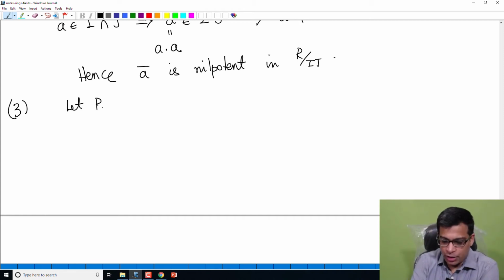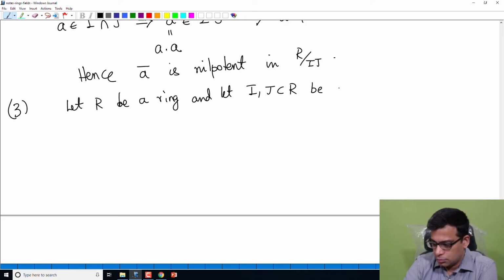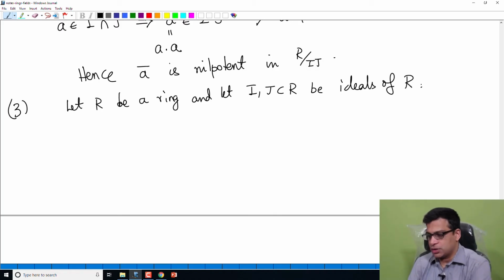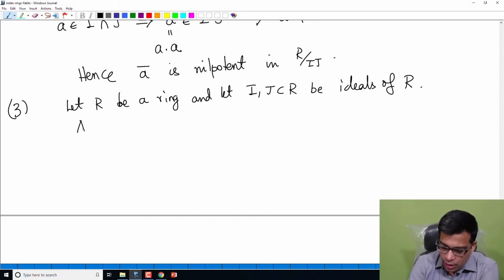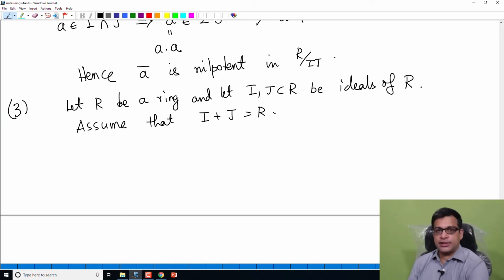Okay, so let me now do the following. Let R be an arbitrary ring. This is as before. In the previous problem also we started with a ring. And let I and J be two ideals of R. So I have a ring and two ideals of R. Now I am assuming something about these two ideals. Assume that I plus J is R. And again, just like the product of two ideals, we have also learned about the sum of two ideals. And what is the sum? So recall.